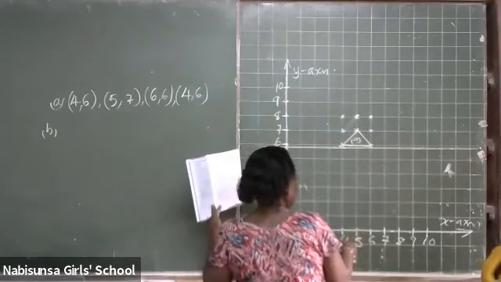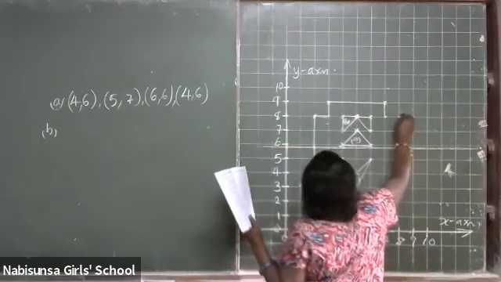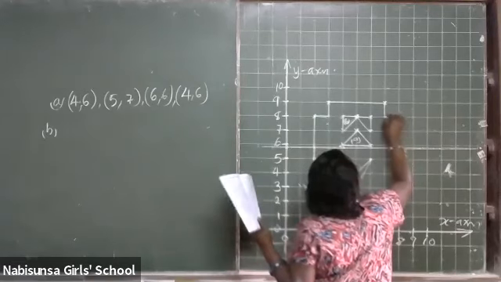From 2, 5 to 2, 8. From 2, 8, 3, 8. From 3, 8 to 3, 9. From 3, 9 to 7, 9, 7 is on the x-axis, 9 is on the y-axis. So we join, and then from 7, 9 to 7, 8, 7 on the x-axis, 8 on the y-axis. Join, 8, 8, 8 on the x-axis, 8 on the y-axis.